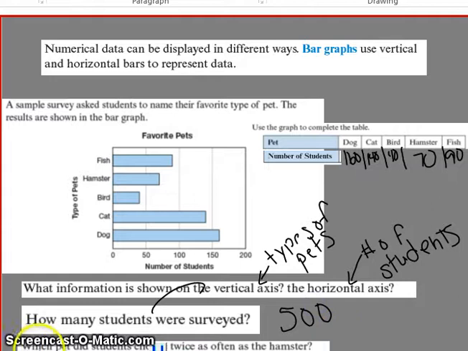Now the next question says, which pet did students choose twice as often as the hamster? Well, there were 70 people that chose the hamster. Twice 70 people would be 140. So which animal was chosen by 140 people? The cat. So the cat was chosen twice as often as the hamster.